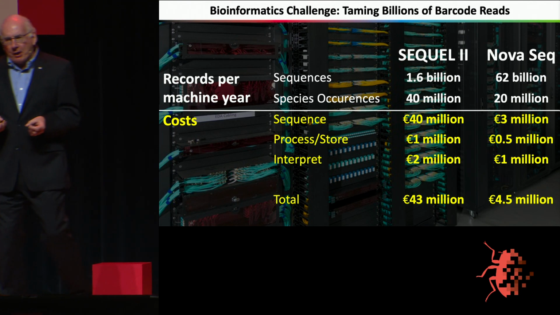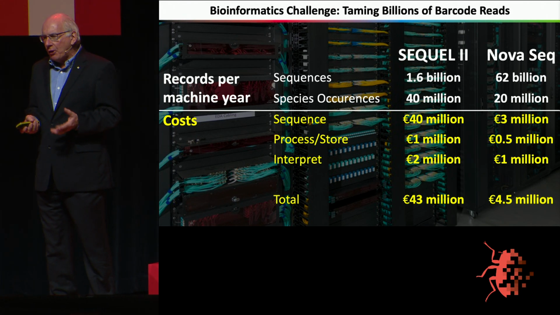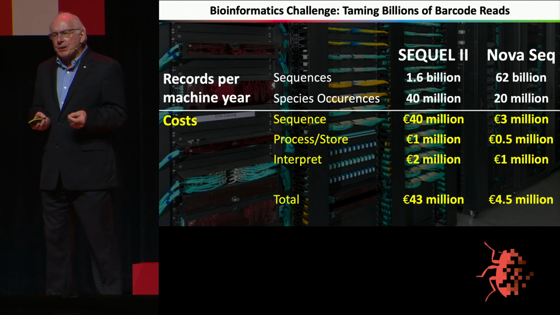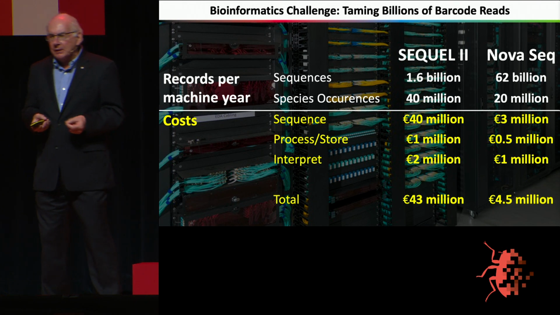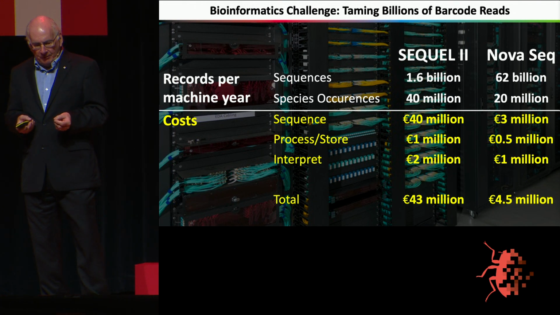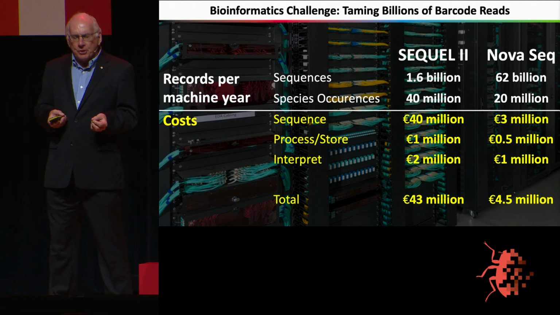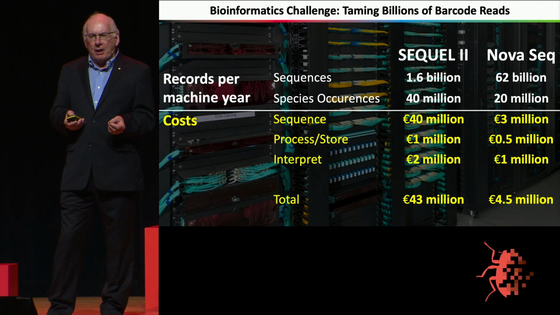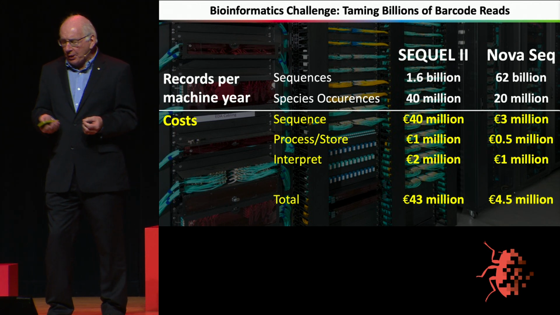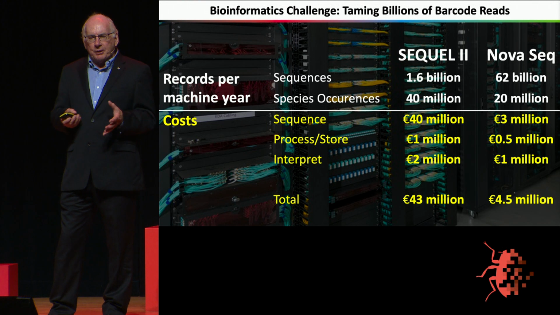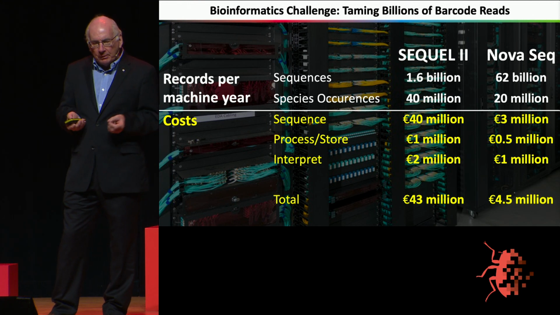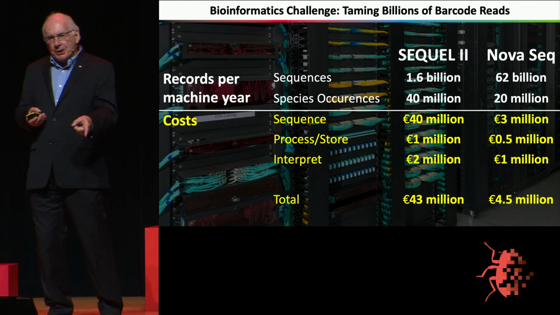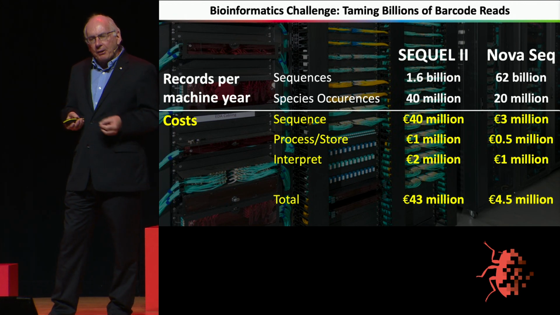This is the new big problem, and it's one that you guys are close to, and it's the volume of data that's being created. A Sequel 2 will generate 1.6 billion reads per year if used flat out. A NovaSeq, 62 billion. The species occurrence records that will be generated by each of these machines per year is 40 million off the Sequel 2, and the NovaSeq, if you assume 300 species on average in a sample, you're going to get 20 million time-stamped, location-stamped, species-identified records.